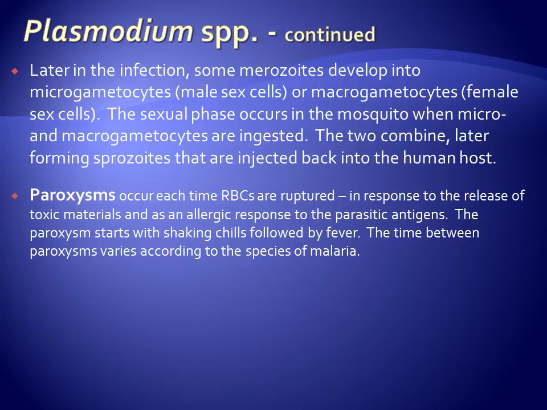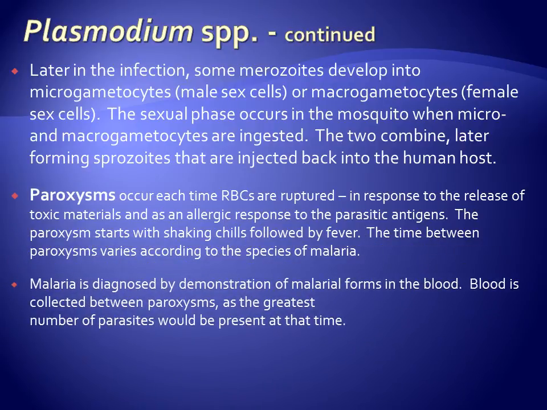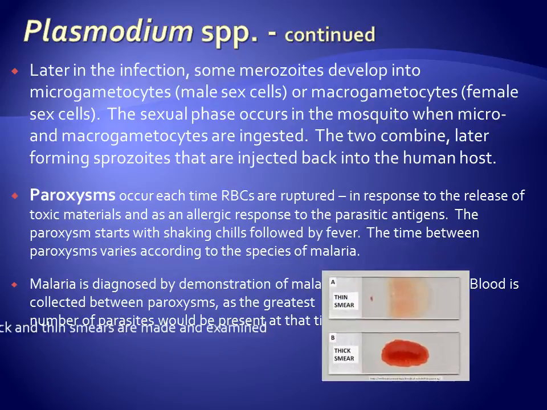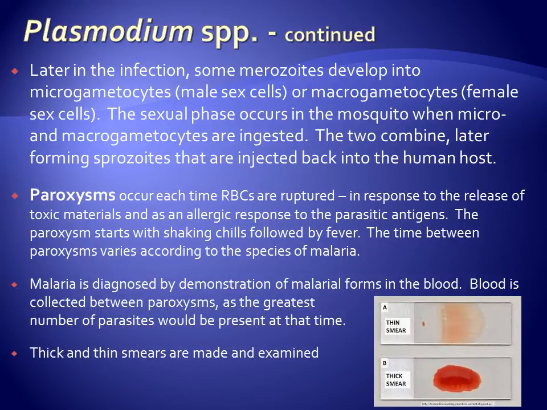Well, it turns out that different species cause a different time lapse between the paroxysms, and this can be used to help in the diagnosis. The true diagnosis is made by the lab identifying the malarial forms in the blood. We want to collect blood between the paroxysms. We don't want to collect it while the cells are lysing, but rather we want to look at the organisms while they're in the red cells.